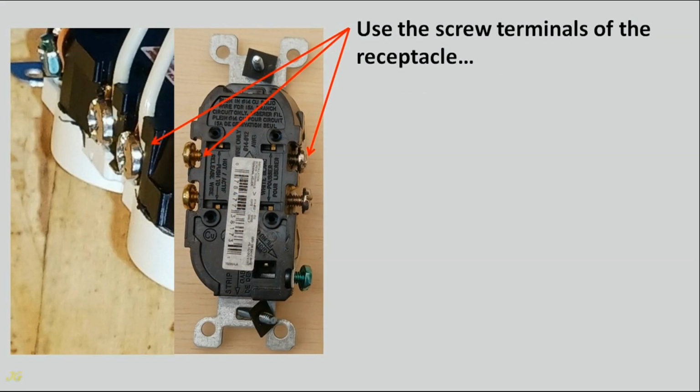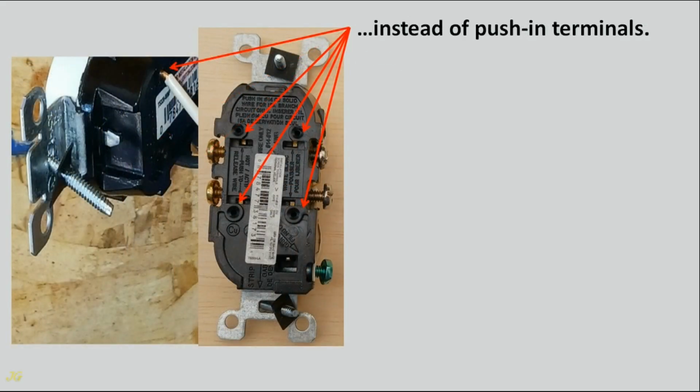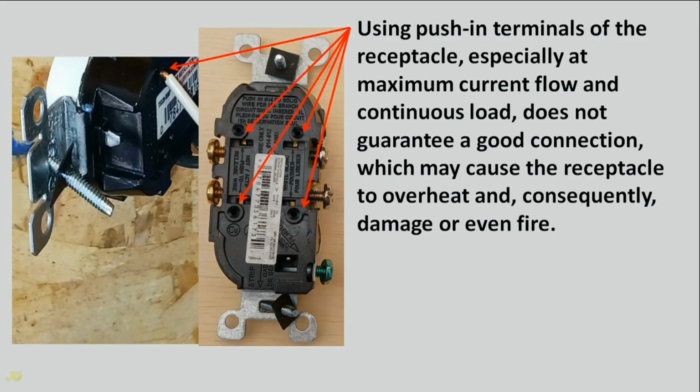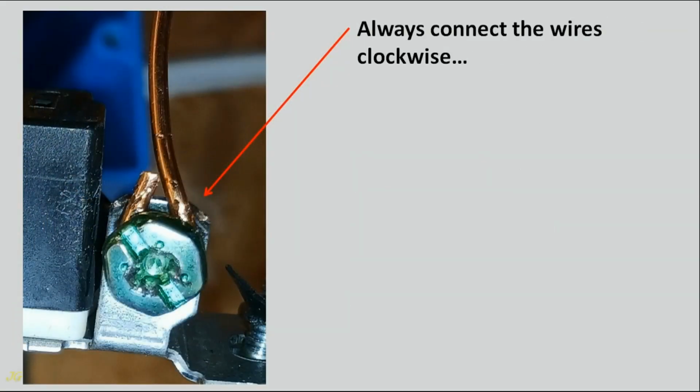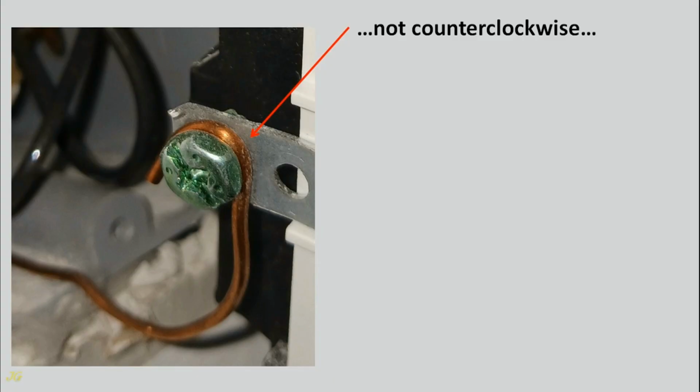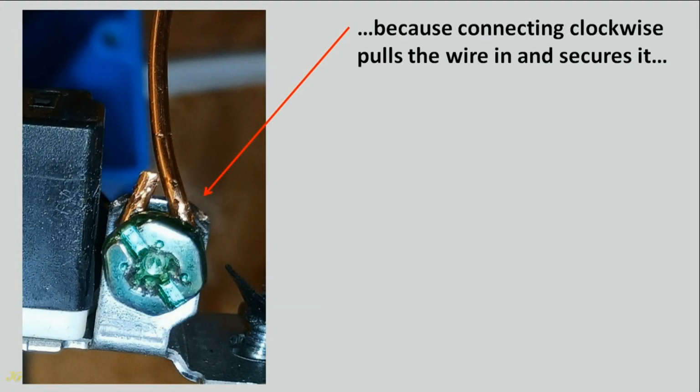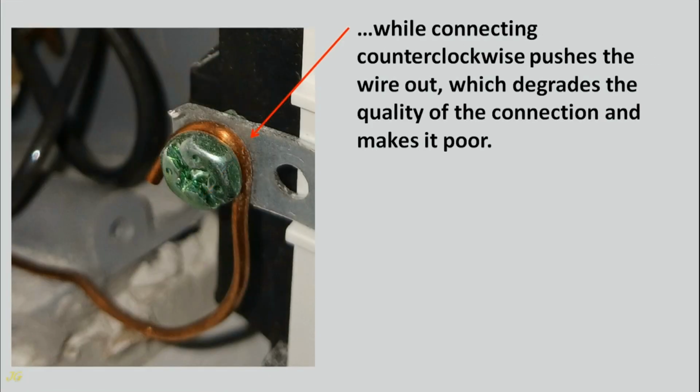Use the screw terminals of the receptacle instead of push-in terminals. Using push-in terminals of the receptacle, especially at maximum current flow and continuous load, does not guarantee a good connection, which may cause the receptacle to overheat and, consequently, damage or even fire. Always connect the wires clockwise, not counterclockwise, because connecting clockwise pulls the wire in and secures it, while connecting counterclockwise pushes the wire out, which degrades the quality of the connection and makes it poor.